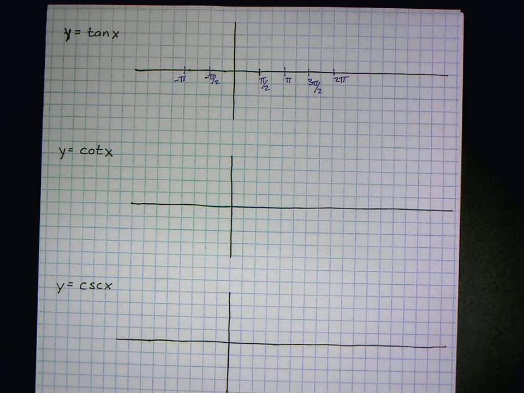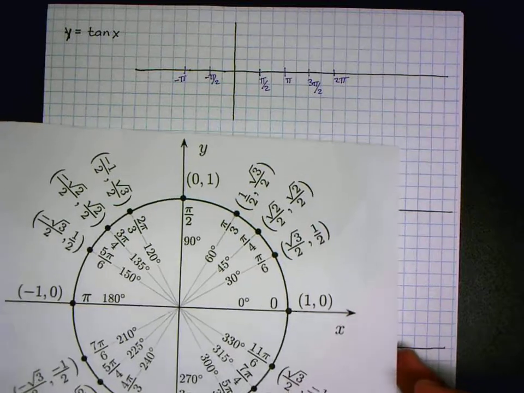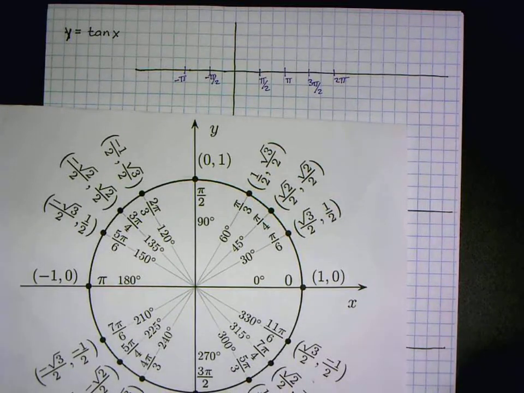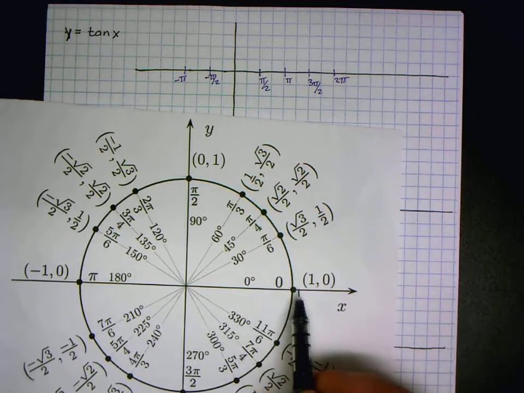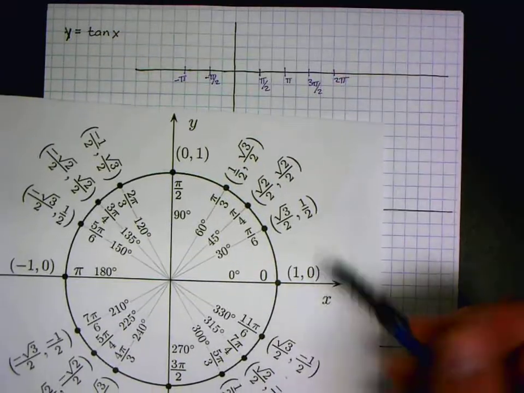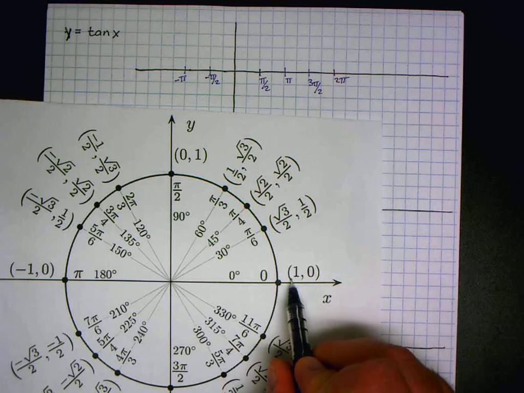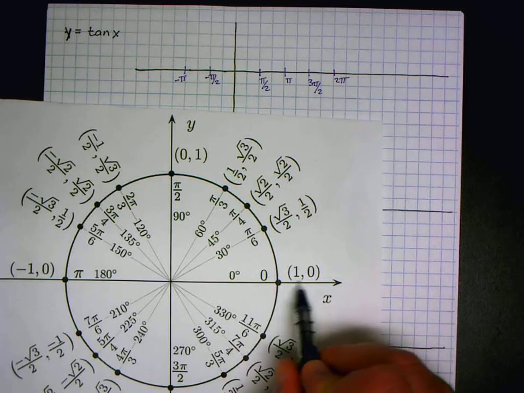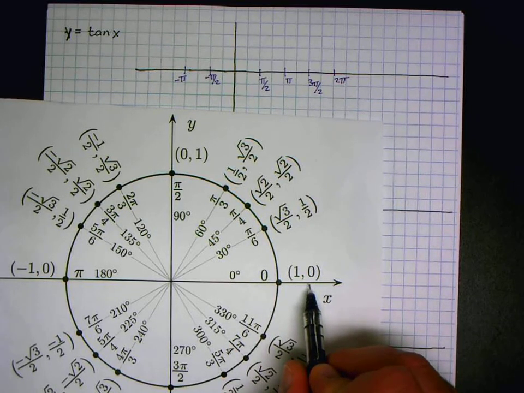So let's go through tangent again. All we're going to do is get the points off of the unit circle. Now, start off like what we did with the others. With tangent, if I go to 0, remember, tangent is the y value divided by the x value. So at 0, what is tangent going to be? 0.